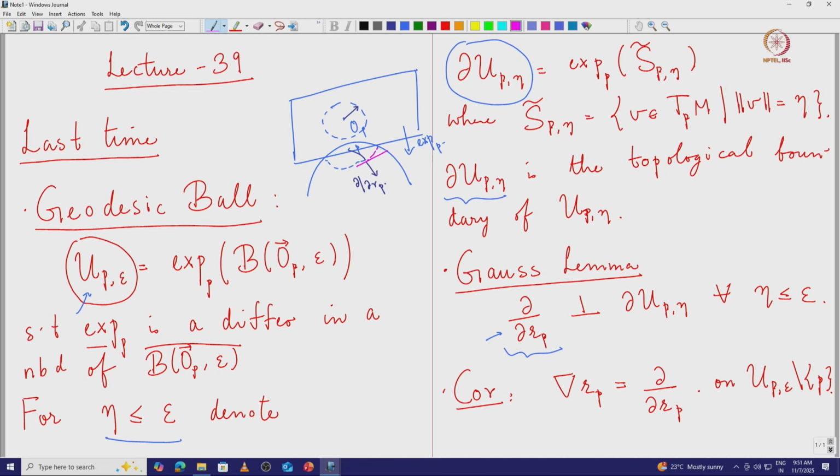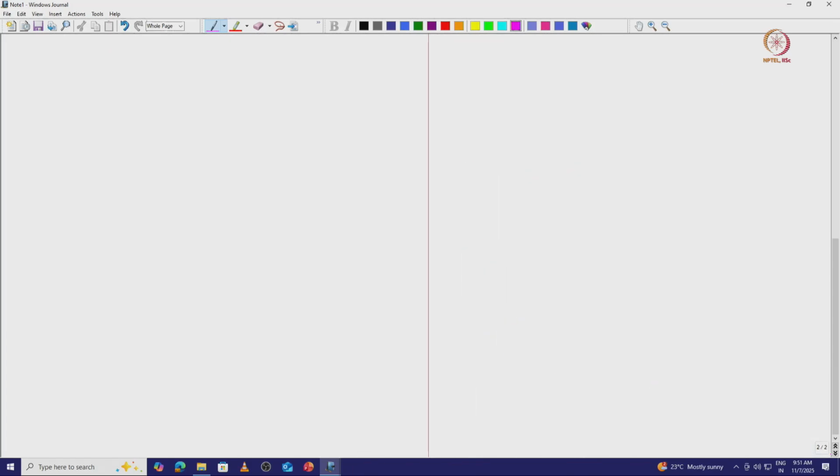Alright, and then as a consequence of that, we derived the following nice relationship, that the gradient of this radial distance function, recall that the radial distance function was precisely the square root of the usual distance function in terms of these normal coordinates, right. So the gradient of that turns out to be precisely this radial vector field. So the point of this lecture is to try to understand the local behavior of geodesics by exploiting the Gauss lemma, okay.